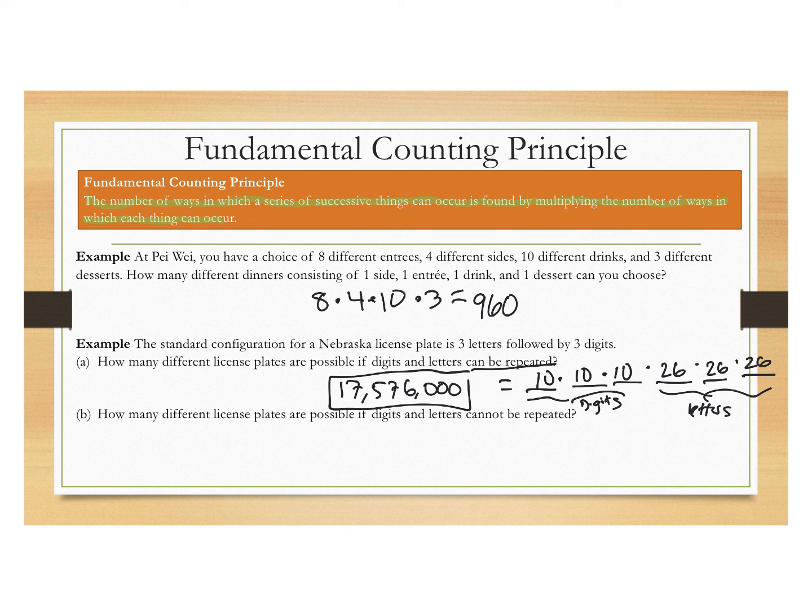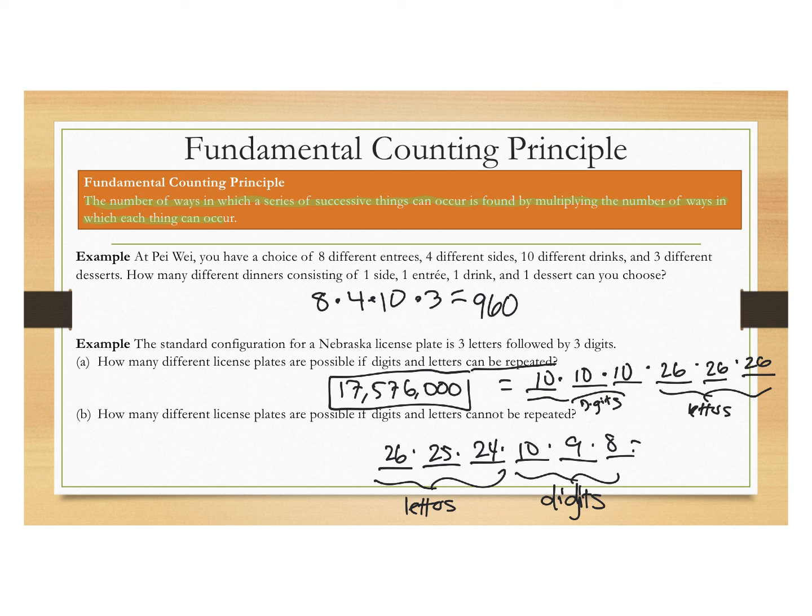How many different license plates are possible if digits and letters cannot be repeated? So again, we have 3 letters followed by 3 digits. And we know A through Z, there's 26 letters, and if I've used 1 letter, there are 25 remaining letters, then 24. For digits, we have 10 to choose from first, and then we have 9, then 8. And when we multiply these numbers together, it is only 11,232,000.